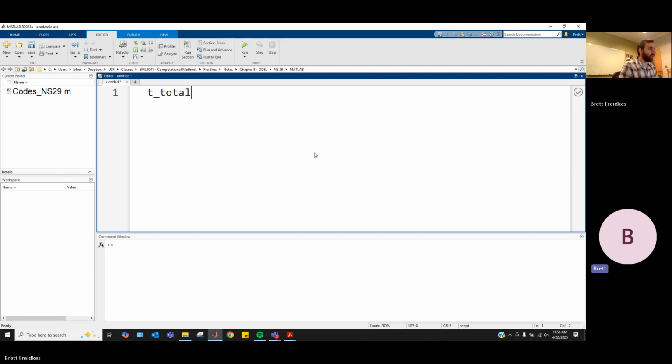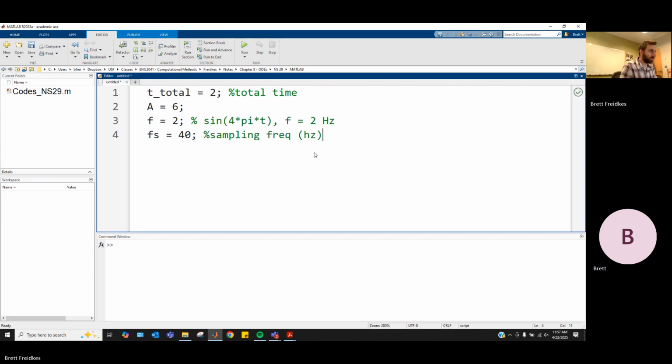So I know that t total, the total time, was 2 seconds. I know that the amplitude was 6. The frequency was 2, this was sine of 4 times pi times t, so f is equal to 2 hertz. The sampling frequency was 40. My sampling period is the reciprocal of that. That's what we just talked about.